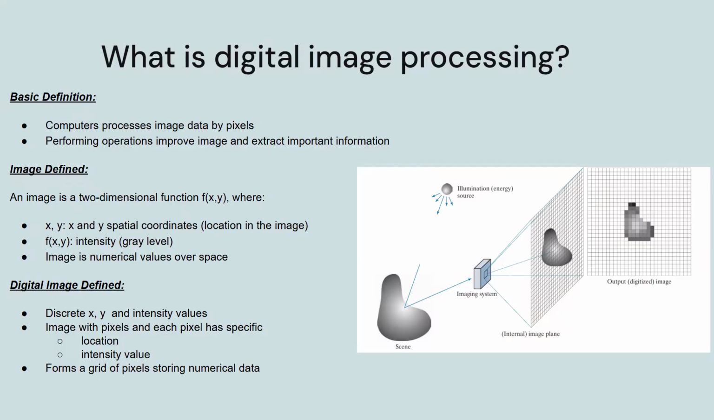Digital image processing refers to using computers to process pixel image-based data. These systems typically take pixels as input, perform operations on that data, and produce either improved images or extracted information. To understand this, we will start with how an image is defined mathematically. An image is defined as a two-dimensional function where x and y represent spatial coordinates and the function value represents the intensity or gray level at that point.